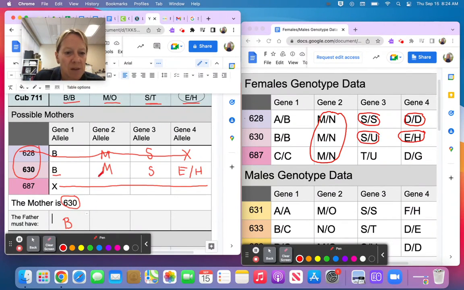For the second gene, the cub had an M and O. The mom gave the M because the mom only had the M to give.